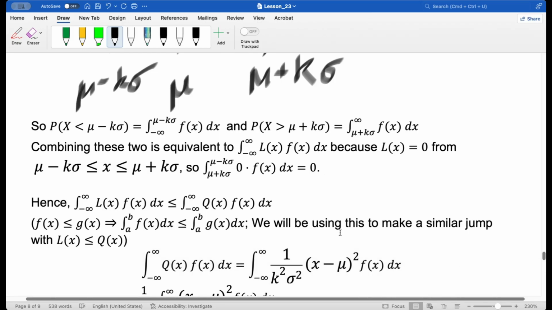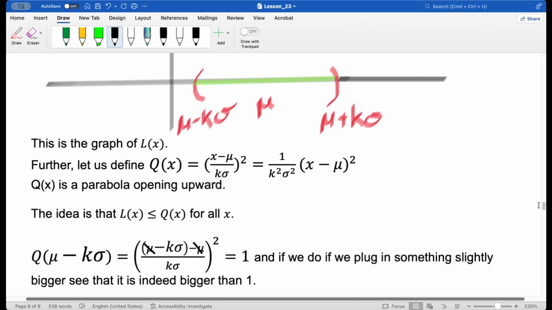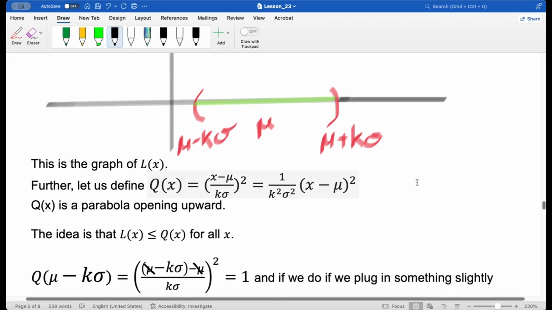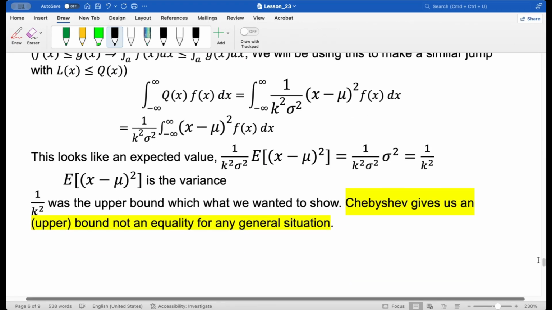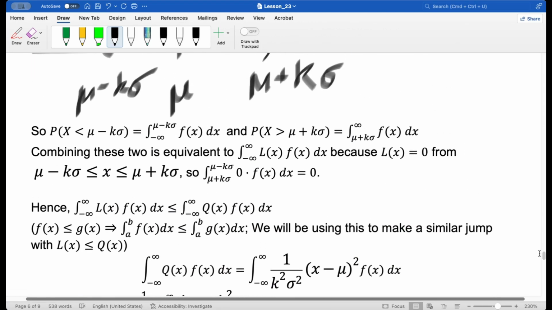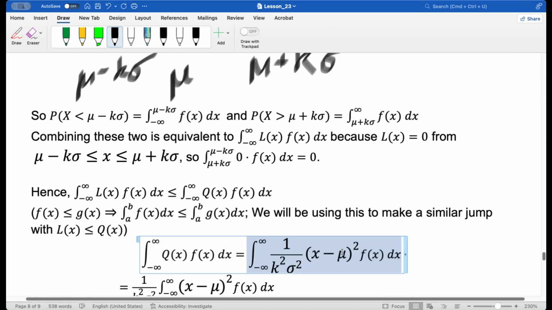So this probability of being more than k standard deviations from the mean can be expressed as the integral from negative infinity to infinity of L of x times f of x dx. Since L is less than or equal to q, we can replace that with q. If f is less than or equal to g, the definite integral will follow suit: the definite integral of f will be less than or equal to the definite integral of g. So we know that the L times f integral is less than or equal to the Q times f integral, because Q is bigger than L. Now, what was Q? Q of x is replaced with 1 over k squared sigma squared times x minus mu squared.